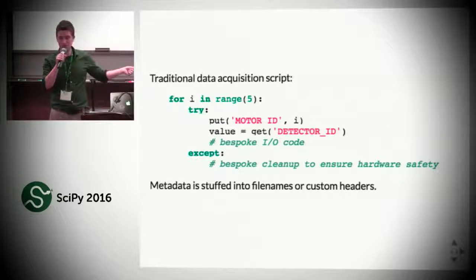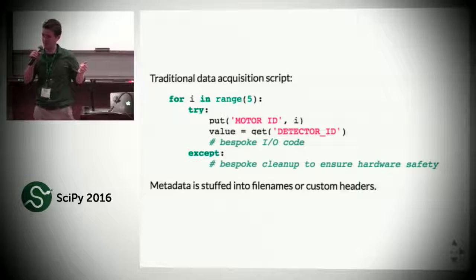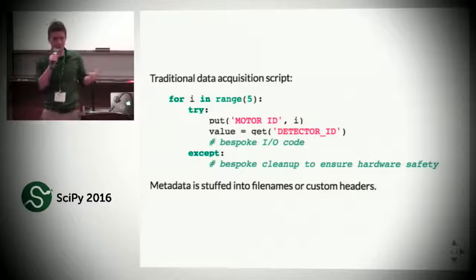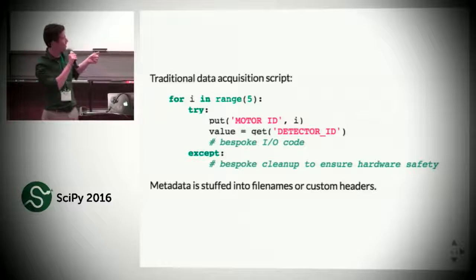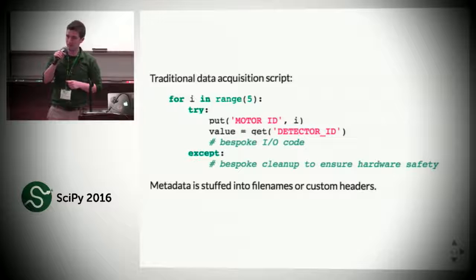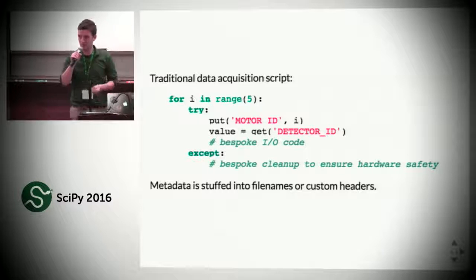We also don't know why this experiment was done, what sort of technique it was. It's up to the scientists to write their data out to some obscure CSV format or text file that only they probably understand, or their postdoc who's going to be gone in 10 years. And then if they're careful, they put all this inside of an error handling loop that will leave the hardware in a safe state upon completion of their experiment.